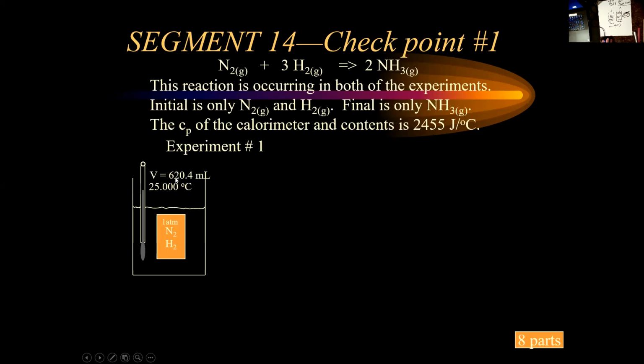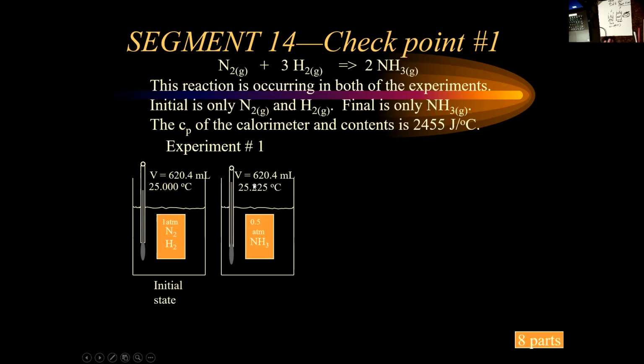I've got 620.4 milliliters of this gas, and it's at 25 degrees. Notice where the thermometer is. The thermometer is not inside with the system. It's outside in the calorimeter, which is the more usual way of setup. Now, that's my initial state. In my final state, look what happened. Volume is still constant. But the temperature did go up from 25 to 25.225 degrees Celsius out here.